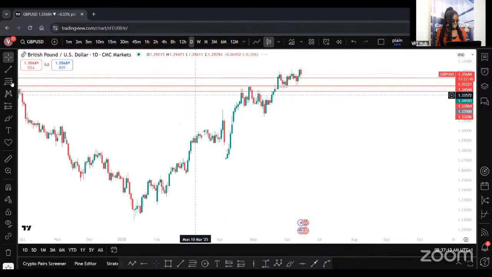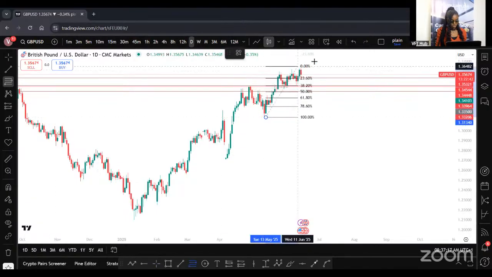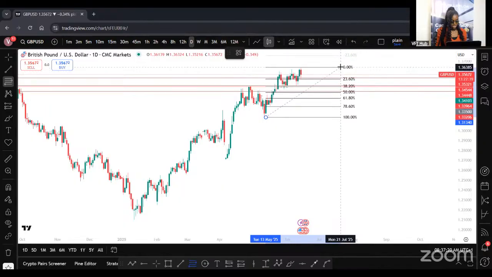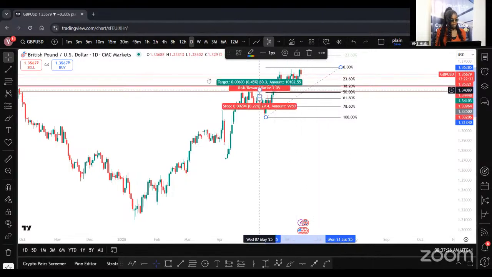On the daily time frame, if I will be fibbing this swing from point A to point B, right? I want to see price retrace into this very level, the 61.8% fib level, before I continue my buys all the way.